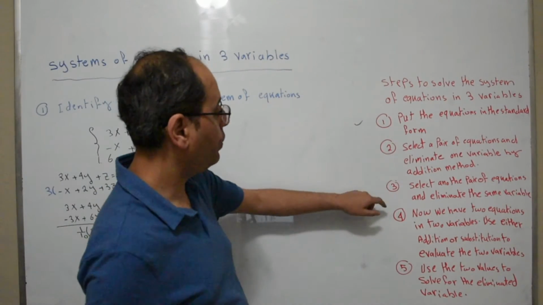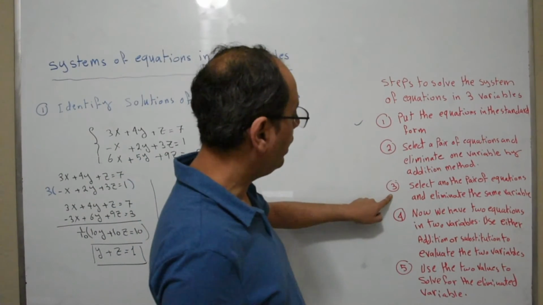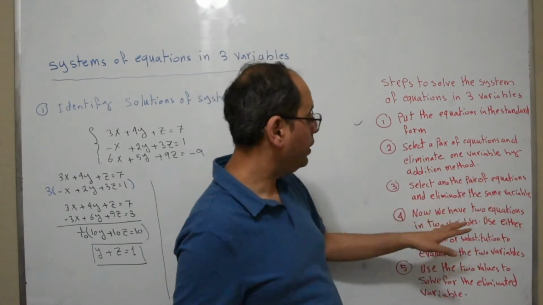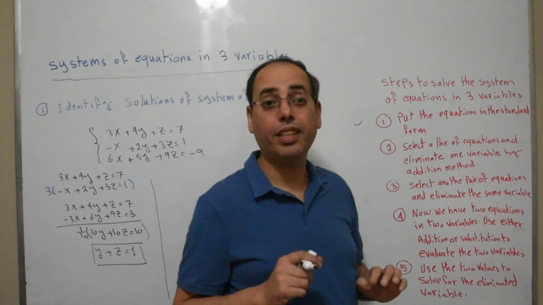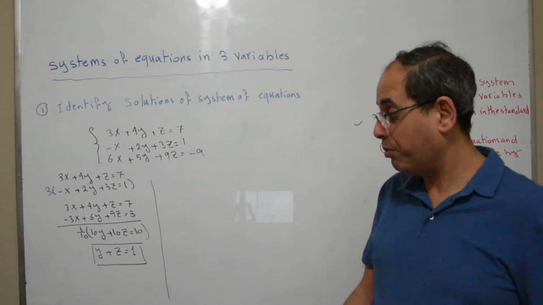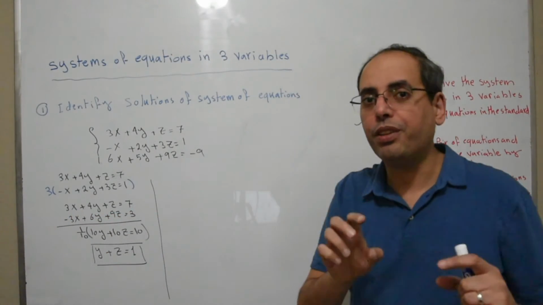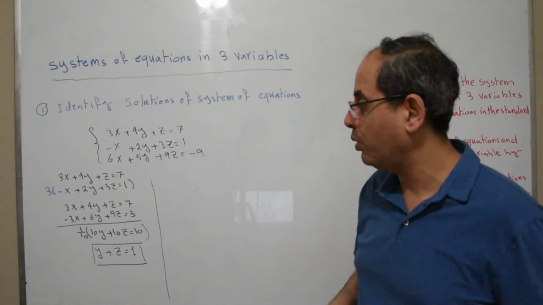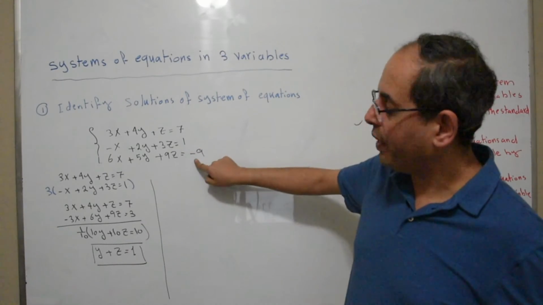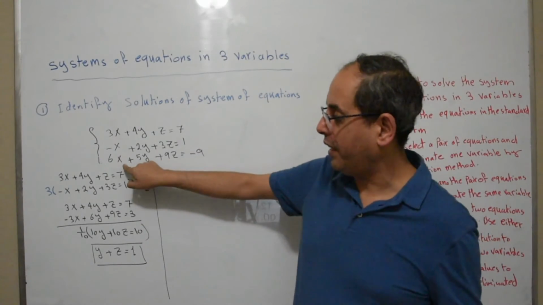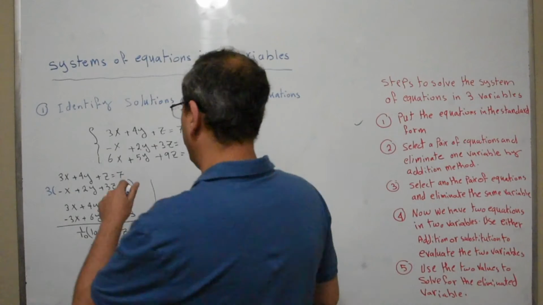So I'm done with step 2, and I'll select another pair and then eliminate the same variable. So what's this variable that I eliminated here? It's x. So I will select another pair and eliminate x also. I'm going to take 2 and 3 and eliminate x. So let's write them down first.